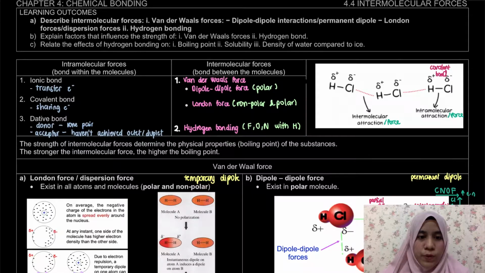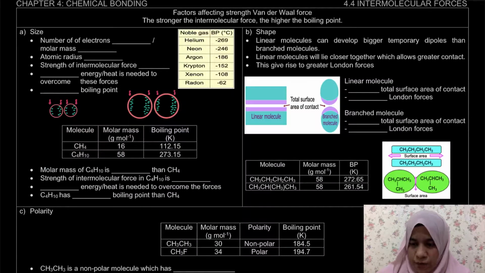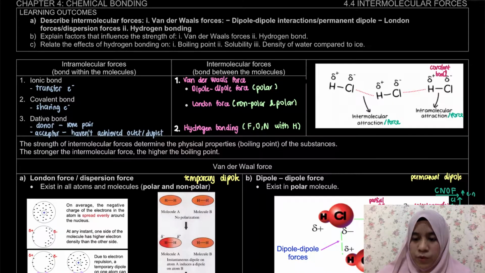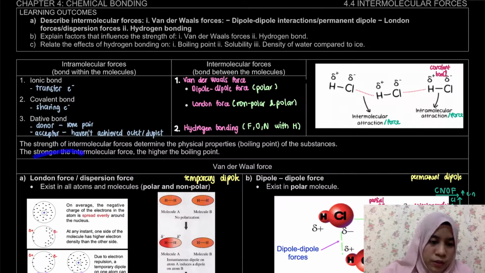In this video, what we're going to learn is the factors that influence the strength of van der Waals force. In the previous video, I mentioned in detail our van der Waals forces, which are our London force and our dipole force. On page 38 of your notes, we're going to learn the factors affecting the strength of van der Waals force. For intermolecular forces, mostly the question will ask in terms of boiling point. So here, the stronger the intermolecular force, the higher the boiling point.